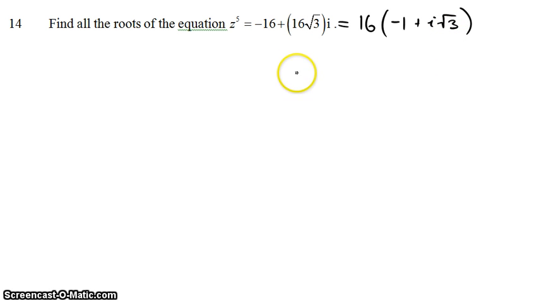So what are we going to do? Well, because I've got z to the power of 5, I want to be able to write this in exponential form so I can use De Moivre's theorem. So to do that, I need to know the argument and modulus of this number very quickly. So I'm just going to draw a quick sketch on the Argand diagram down here.